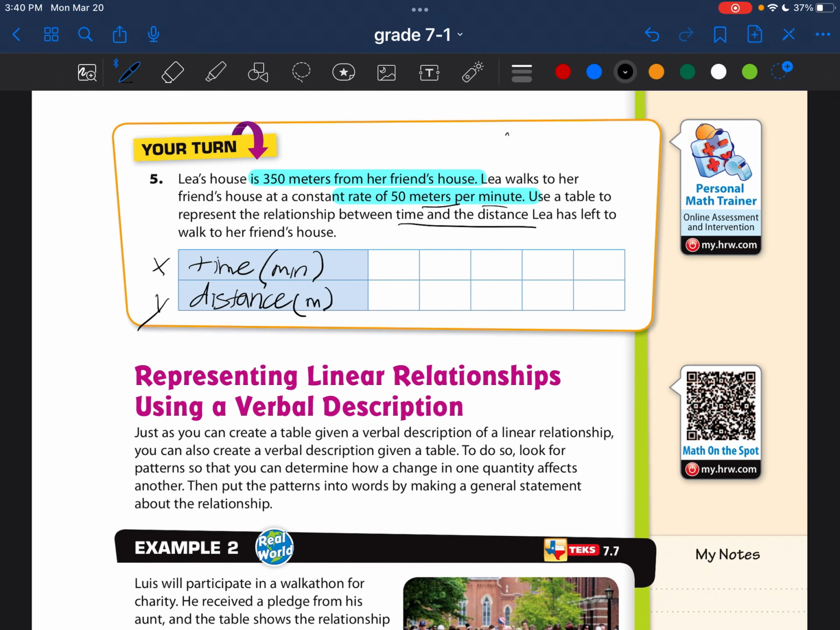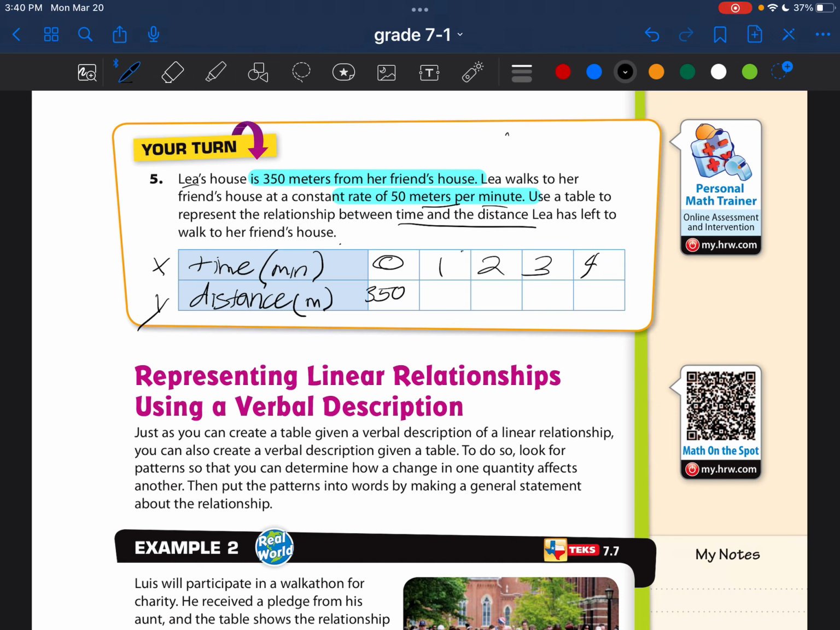And I'm going to notate meters with just an M. Okay, now we know that Leah is already 350 meters from her friend Leah's house when she is 0 minutes away. So when Leah's at her own house, her friend is 350 meters away. Okay? What about if she's 1 minute, 2 minutes, 3 minutes, or 4 minutes away?